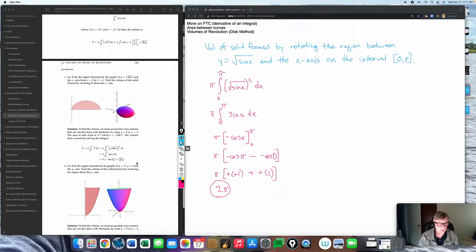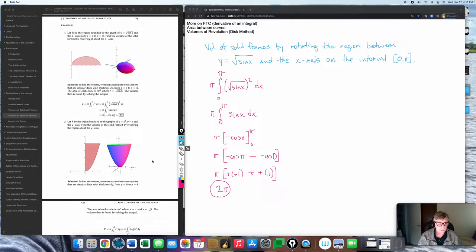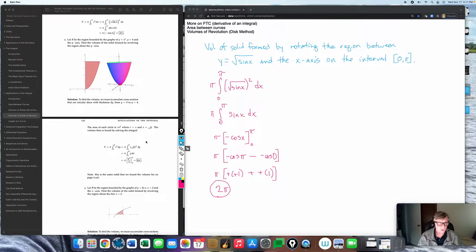Yep, it's 2 pi. Now you can also revolve your disks around the y-axis. So if you encounter that, you have to change variables and solve your function for x, and then your interval goes from lower y value to upper y value, and then you have dy for the thickness of each disk.